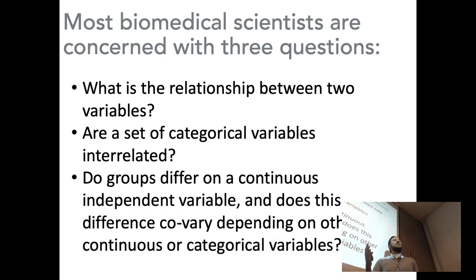Now, the sorts of questions we tend to be interested in in our fields, there are 3 questions. One, what is the relationship between 2 variables? Are a set of categorical variables interrelated? And do groups differ on some sort of variable? And what is the role of potential covariates? These are the 3 things that we're going to be looking at today.